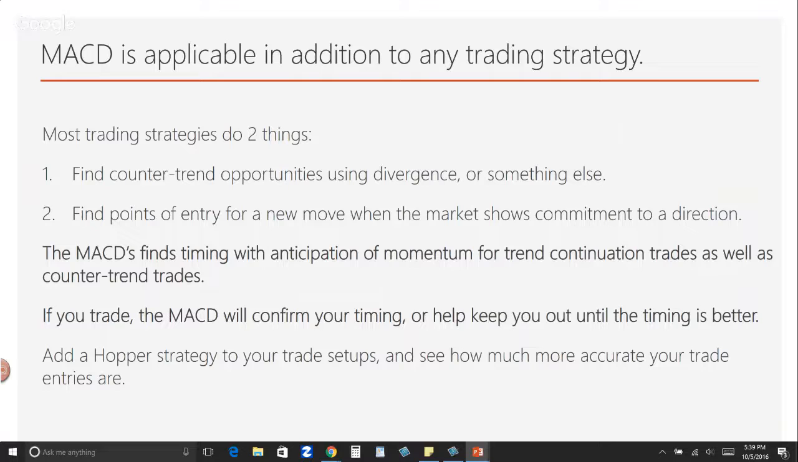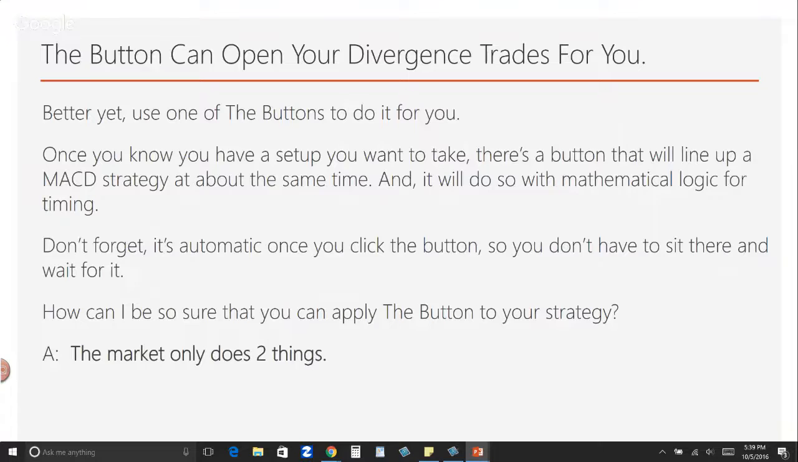And that can be very useful information when it comes to trading any strategy. So add a MACD strategy to your trade setups and see how much more accurate your entries become. Better yet, use one of the buttons to do it for you. Once you know you have a setup that you want to take, there is a button in the button program that will line up a MACD strategy at about the same time. And it's going to do so with mathematical logic for timing.